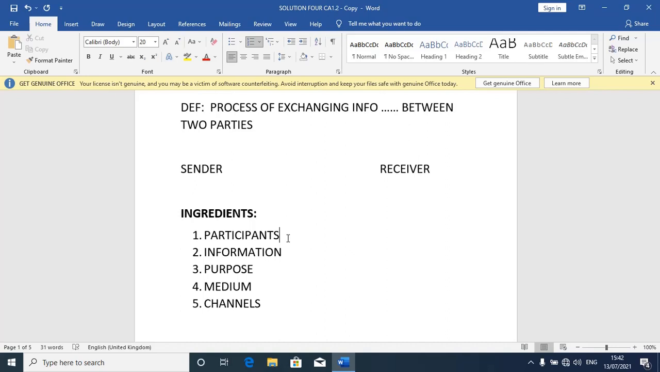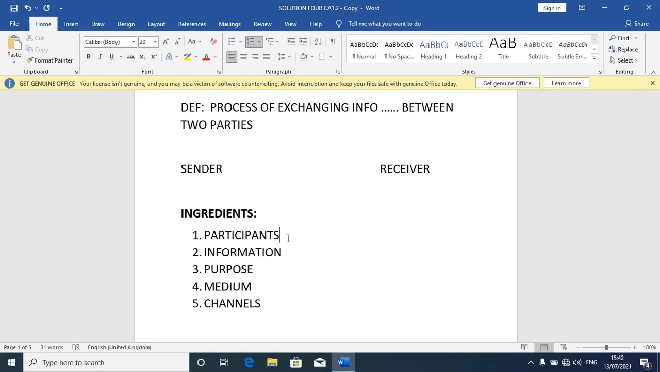Let me just run through the role of the sender. Feels the need to communicate, gather information for communication, compose the message, identify the audience, choose the medium and channel of communication, transmit the message, monitor the impact of the message.